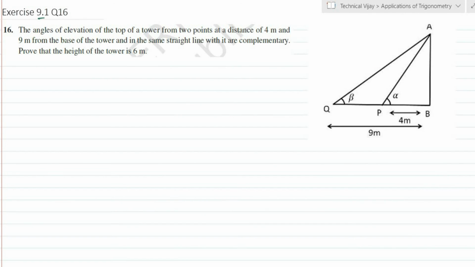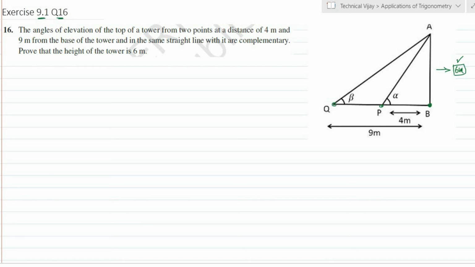Exercise 9.1, question number 16. The angles of elevation of the tower from 2 points at a distance of 4 meters and 9 meters from the base of the tower. From the base of the tower, one point P is 4 meters and another point Q is 9 meters away. Prove that the height of the tower is 6 meters. So this height of 6 meters we cannot use, we have to prove it.